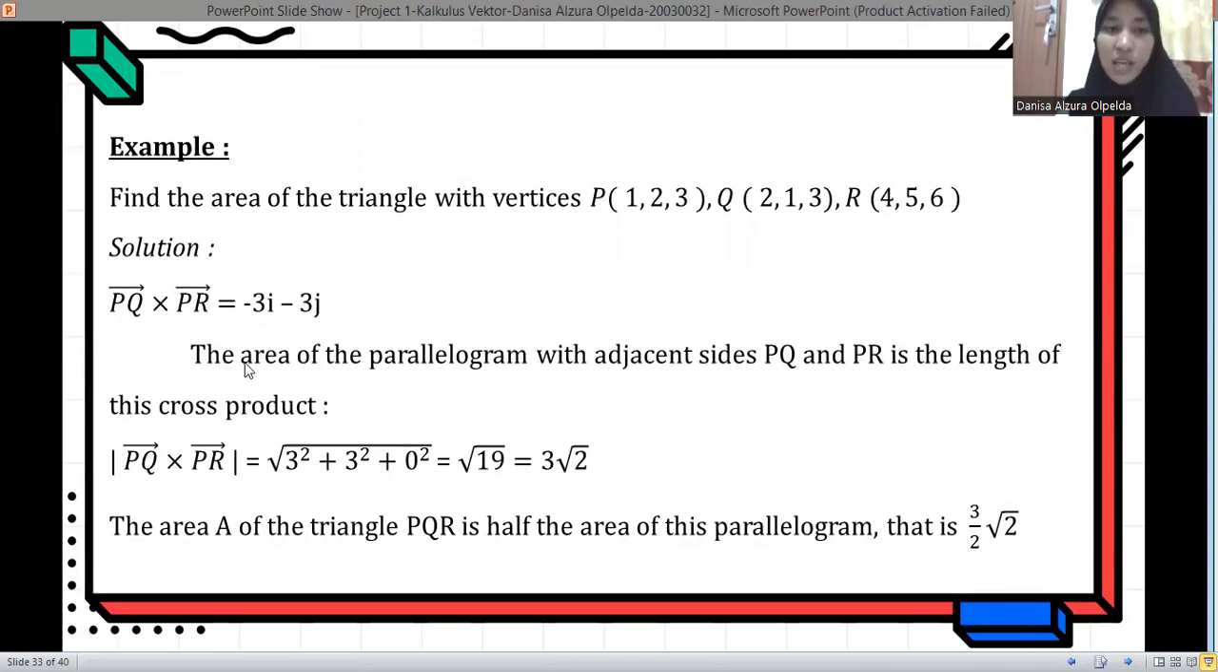before. The area of the parallelogram with adjacent sides PQ and PR is the length of this cross product. The magnitude of PQ cross PR is equal to 3 root 2. The area A of the triangle PQR is half the area of this parallelogram, that is 3 over 2 root 2.